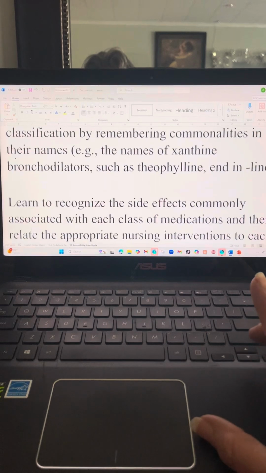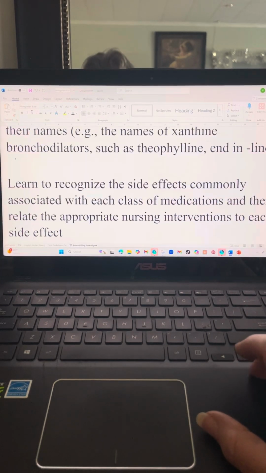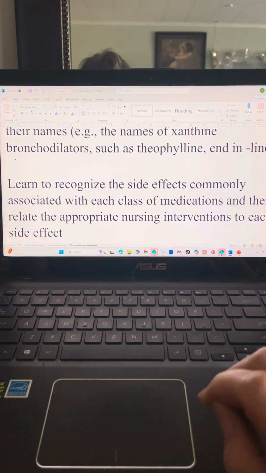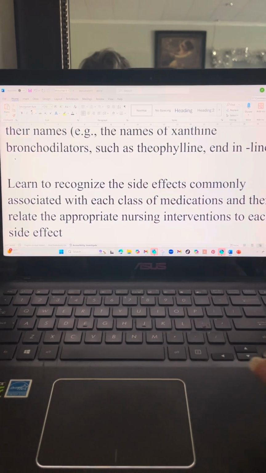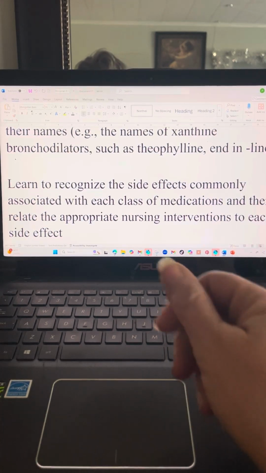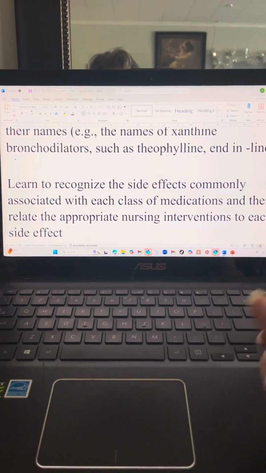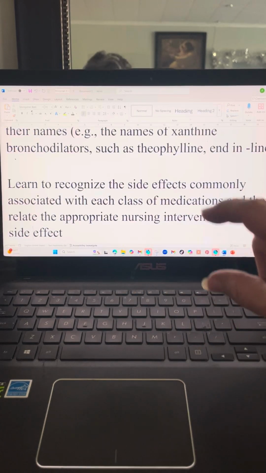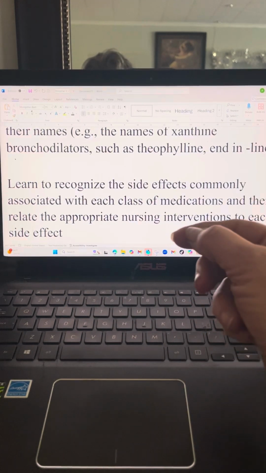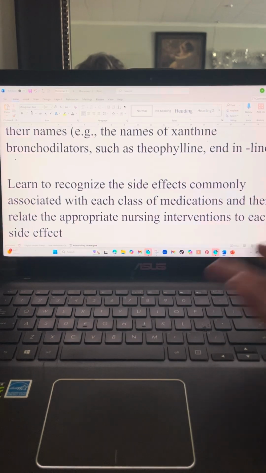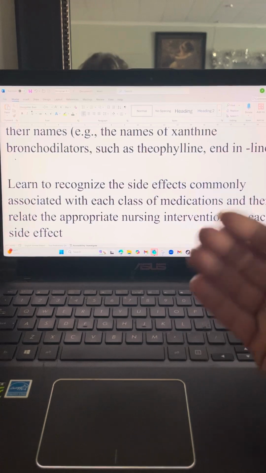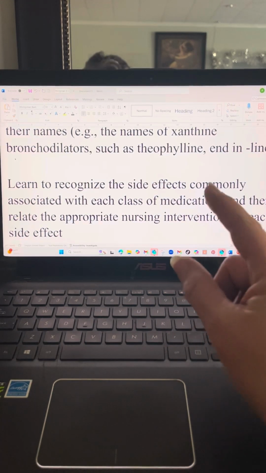Okay. Learn to recognize the side effects commonly associated with each class of medications and relate the appropriate nursing intervention to each one. A lot of times in the chapter, I know it's going to go over every medication, but there's a pre-medication assessment. Once you read the first one, most of the rest of that chapter are going to have the same pre-medication assessment, so you pay attention to which ones are different.